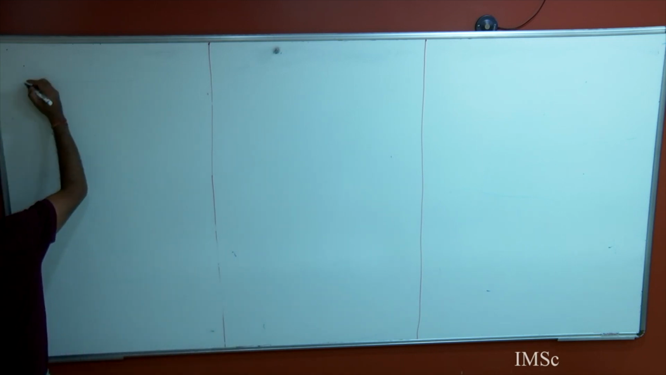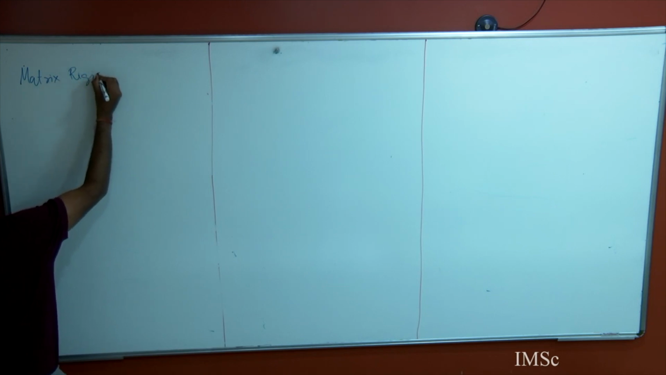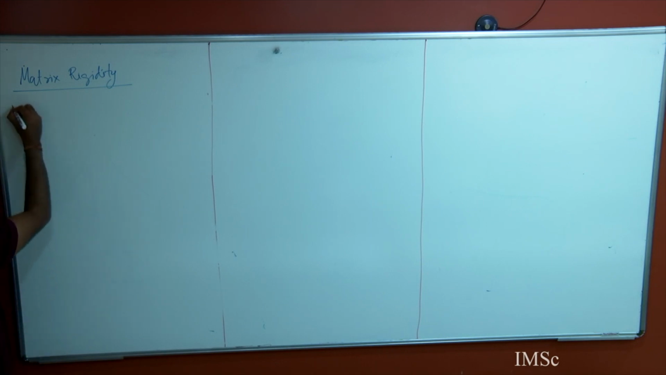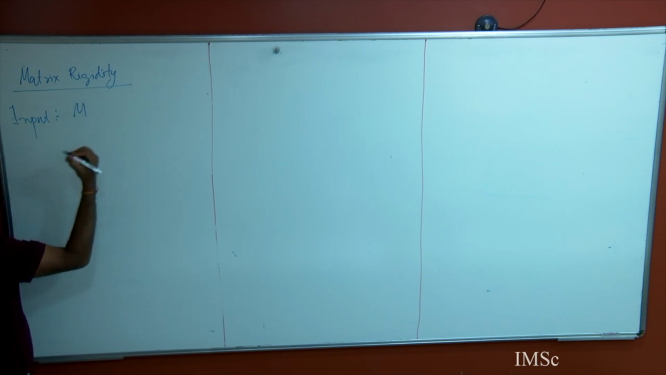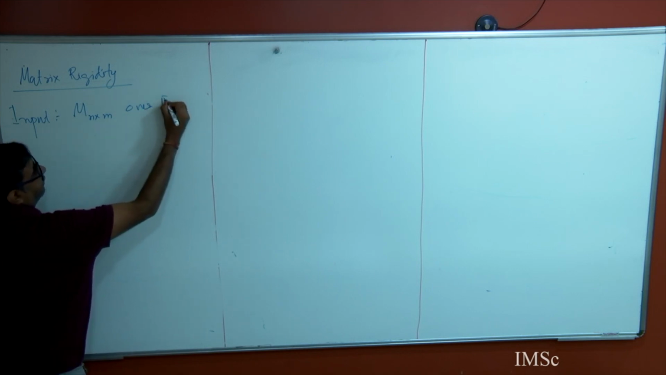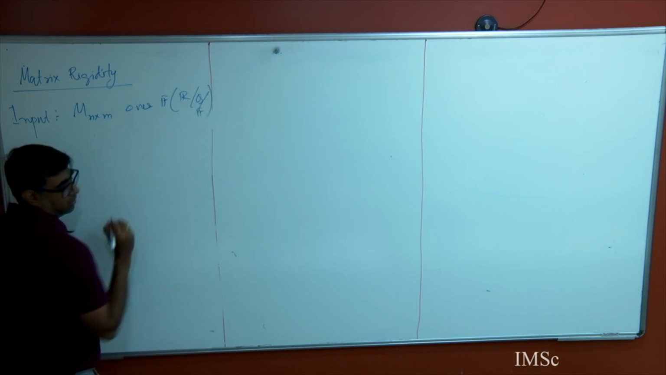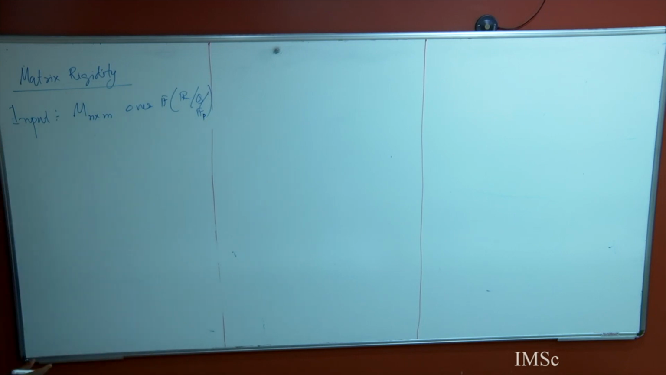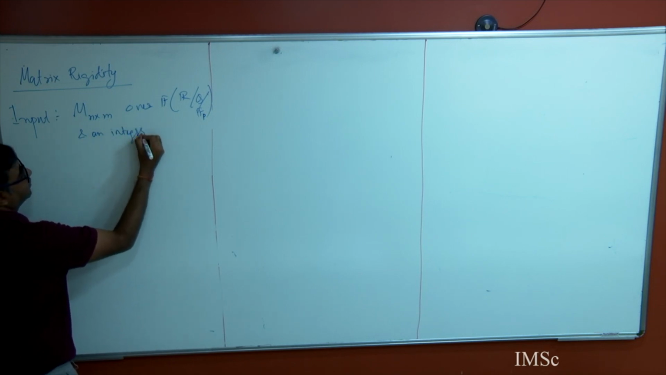So this is called the matrix rigidity problem. The input is a matrix M of say n cross m over some field F. Let's not worry about whether it is the reals, Q, or a finite field F_p or something, but it's some field. And integers k and r.